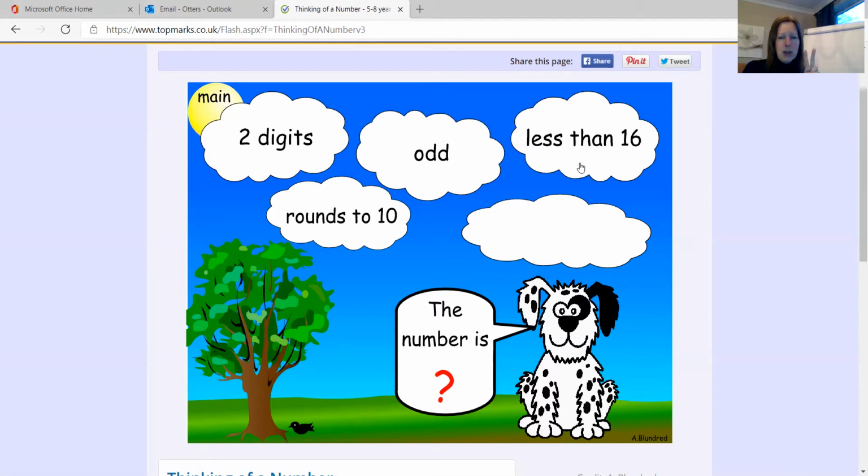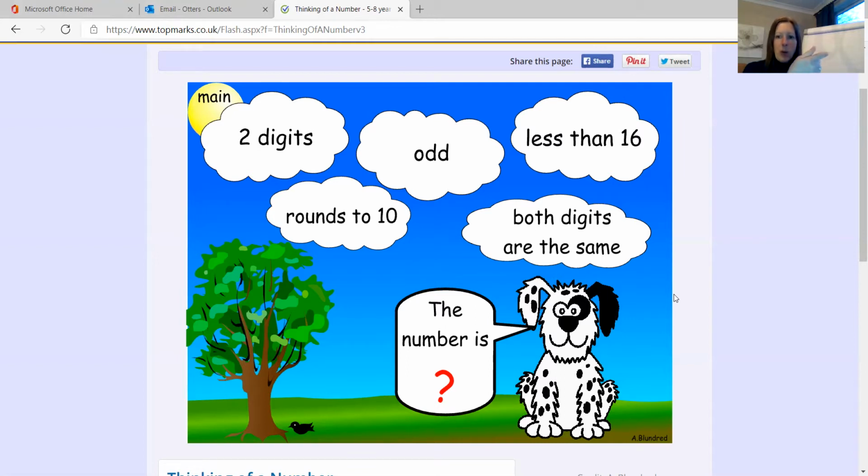Let's see. Oh, it's less than, well, both those numbers are less than 16. So that actually doesn't help us, that clue there, does it? So it's all dependent on this last one now because we're looking at 11 or 13. Both digits are the same. So it's a 2-digit number and both digits are the same. So 11 is a 1 and a 1.